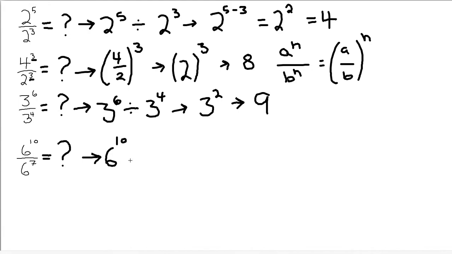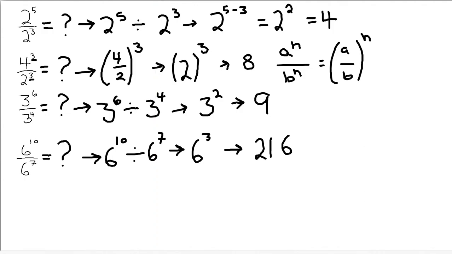Same thing for this one. 6 to the 10th power divided by 6 to the 7th power. Simply just turns into 6 cubed because we are subtracting 7 from 10. And 6 times 6 times 6 is equal to 216. Okay, so that's it for the power of a fraction rule.